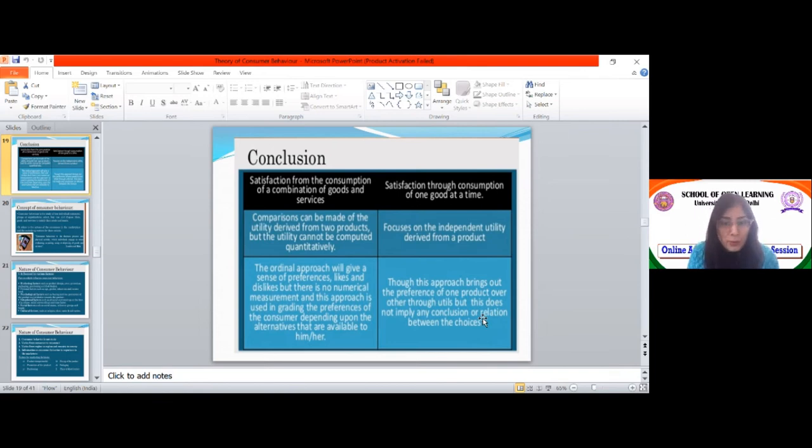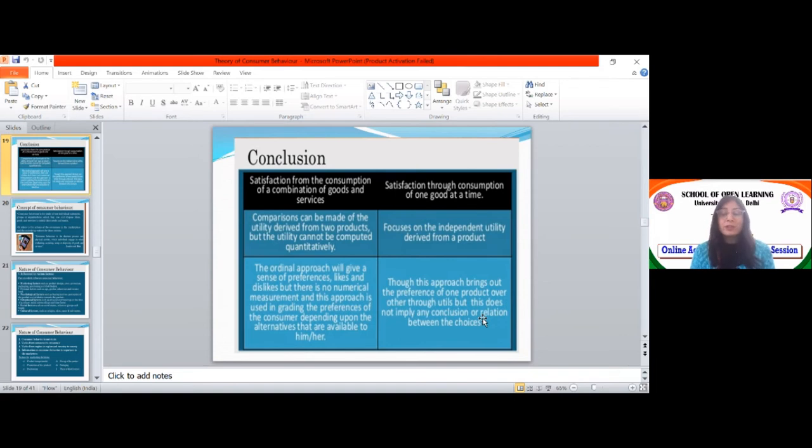But the ordinal approach will give a sense of preferences. Like there are two commodities and which bundle you want to choose, so it will give you the preferences. So you can actually choose the bundle of goods. Now this approach brings out the preference of one product over the other, but this does not imply differences in the choices in normal situations.